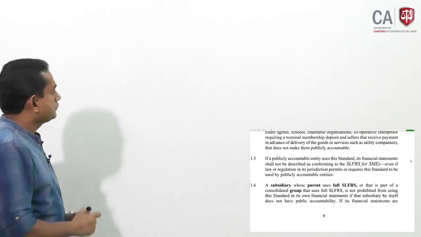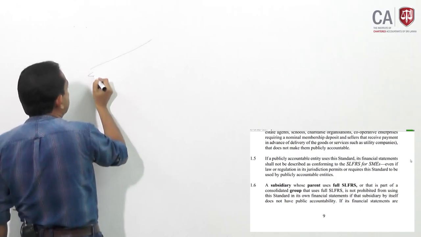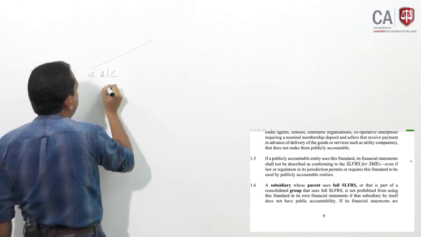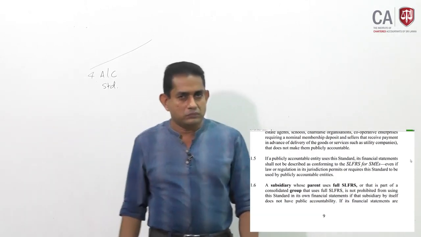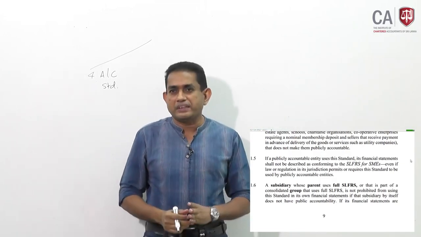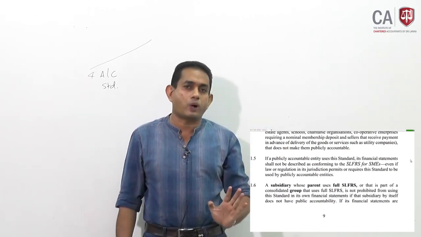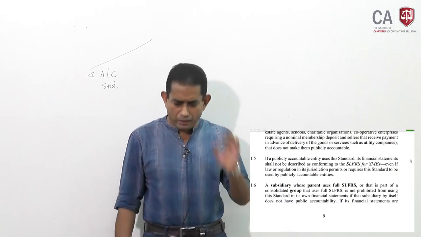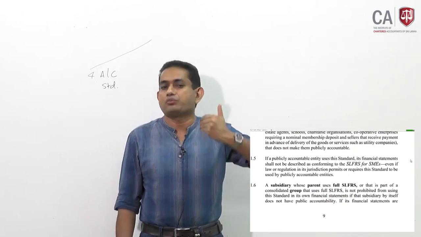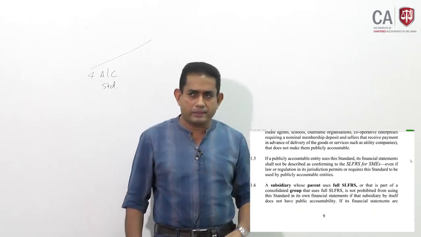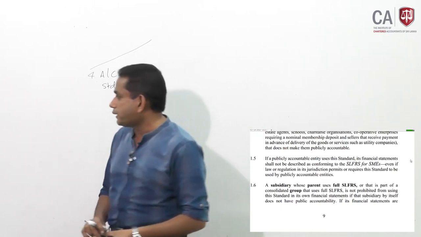Now, of the full SLFRSs, there are four accounting standards that do not apply to SME at all. So, you need not talk about those four accounting standards for SMEs. They do not apply at all. You need not do them at all. So, there are four accounting standards which do not apply to SME at all. So, we can completely forget about it. So, you can remember it. If you want, you can learn it by heart, no problem. Or if you want, you can just jot it in your SME book. What is it?